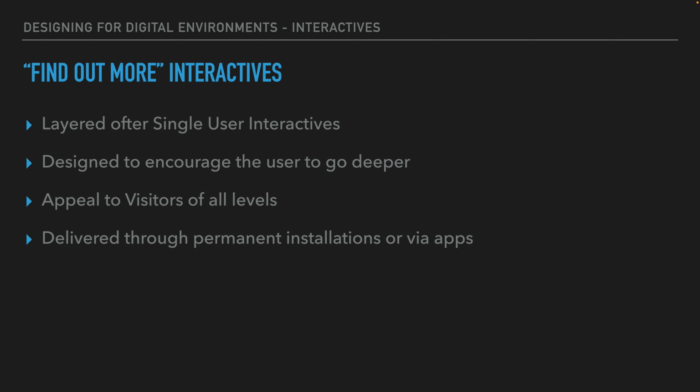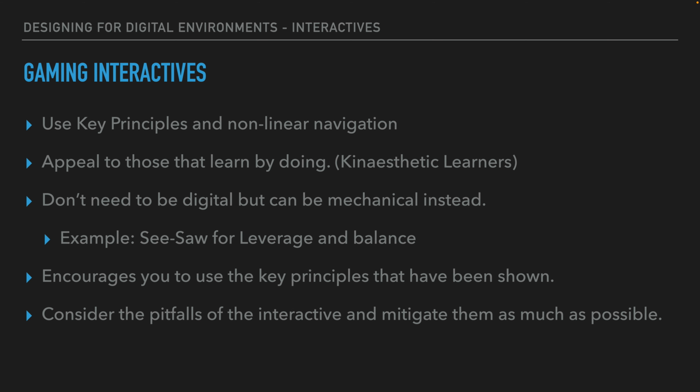You can also find find out more interactives which will dig into an app. So maybe you can download the app to your phone and then continue to interact with that. The second one is gaming interactives. With this, there are key principles. Typically it is non-linear. I say that because if you're playing a game where you roll and move certain spots, maybe you choose a couple things, it can become linear, but typically they are going to be non-linear.